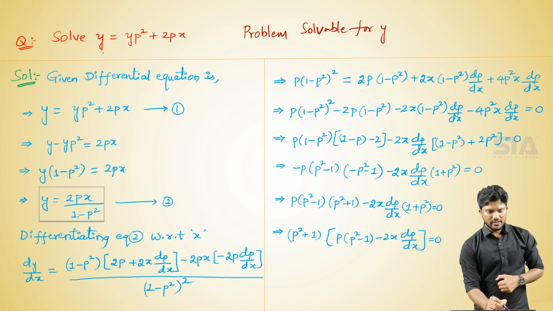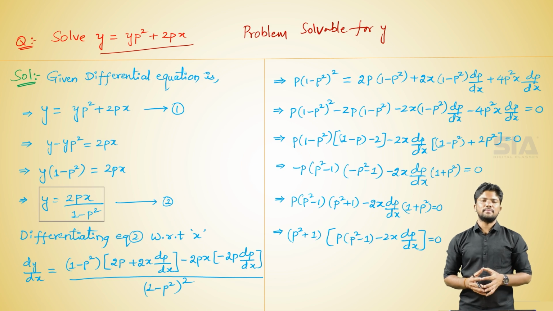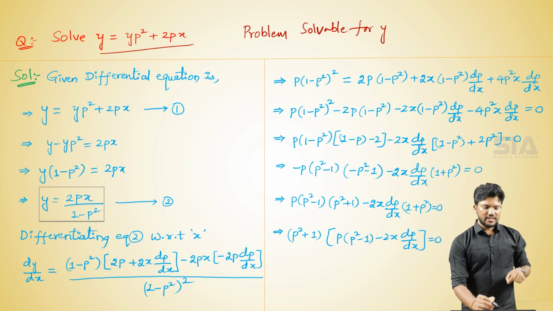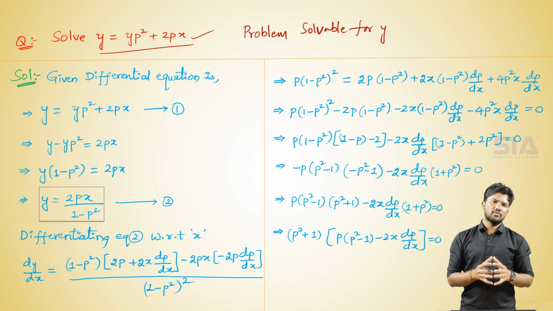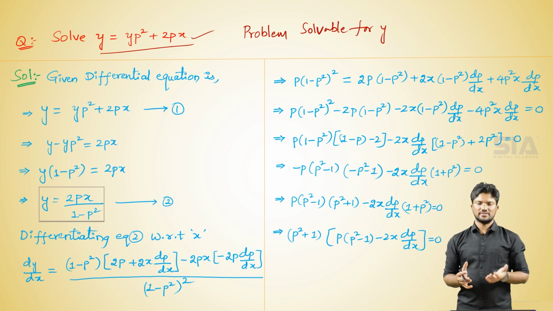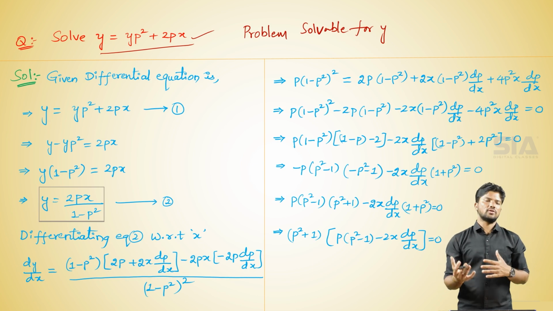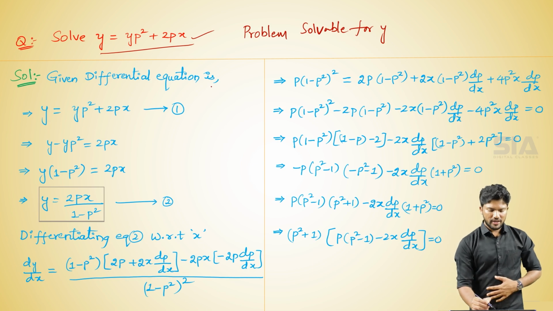See the question: y is equal to yp square plus 2px. Whenever you get a question in this format, y is equal to something, then clearly it is solvable for y, because we cannot reduce this equation into rational factors. So it belongs to case 2 as we discussed in the previous lecture. Case 1 problem, solvable for p, is our next problem. In this lecture we are going to discuss case 2.